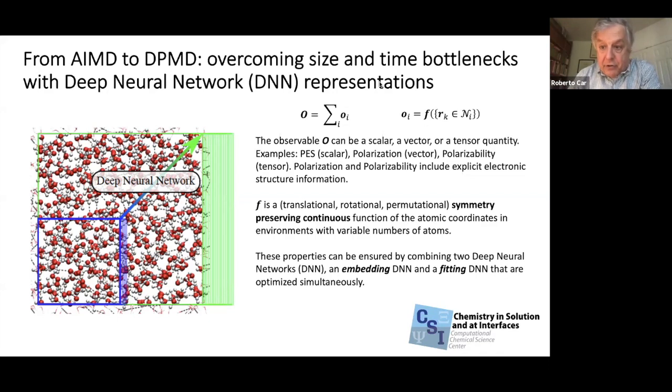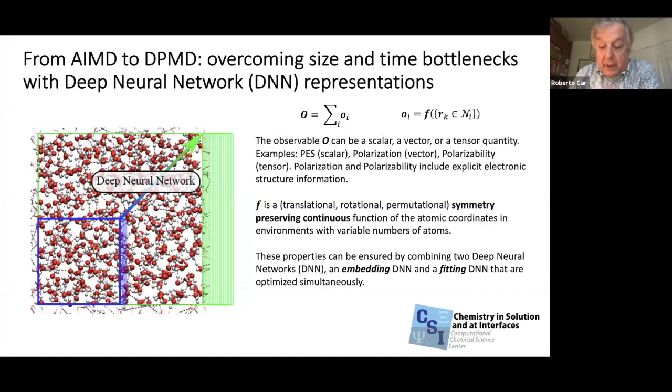Now, the function f that is represented in terms of a neural network must satisfy a certain number of symmetries, like the translational, the rotational, and the permutational symmetry among atoms of the same species within the environment. And it should also be a continuous function of the atomic coordinates in the environment, which may have a variable number of atoms as the simulation proceeds.